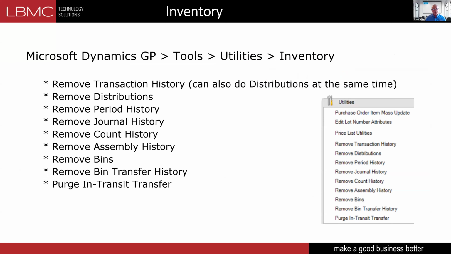The assembly history is the bill of materials in inventory, not manufacturing. So this is the inventory module BOM or assembly functionality, and then some multi-bin utilities to clean those out. And then the inter-site transfer, if you do the site-to-site transfer inside of GP. So same thing here: utilities, tools, utilities, and in this case, inventory. And the assembly is 2 components, transactions and journals.